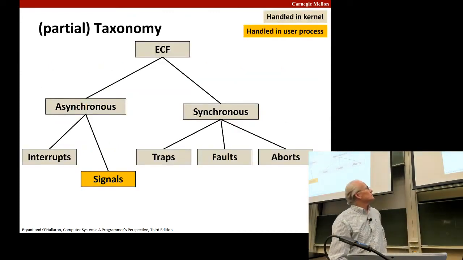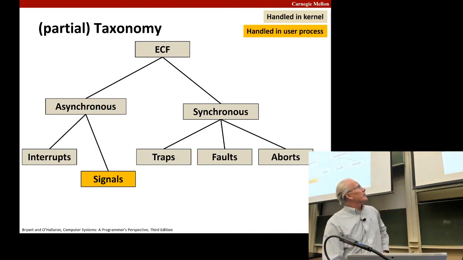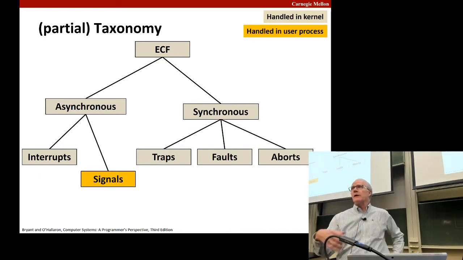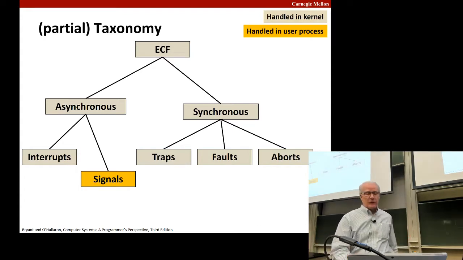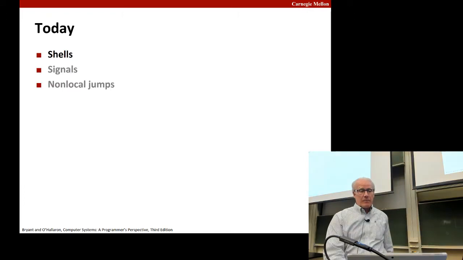So as we said at the beginning on exceptional control flow, some exceptions are synchronous, meaning that they're part of the executing program, and some are asynchronous, meaning that they're caused by external activities in the system. And signals are a way for users to handle some of these asynchronous events.